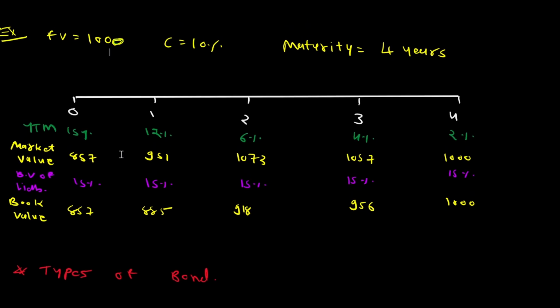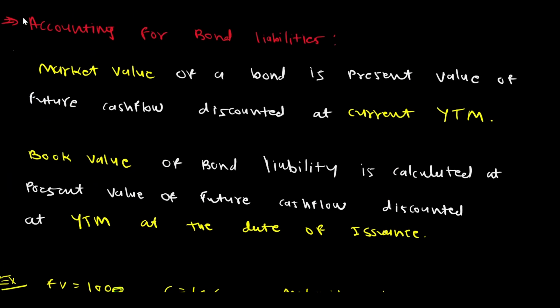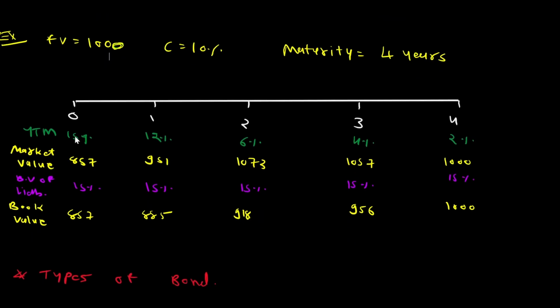Okay, so if I want to calculate the market value, the market value definition says that you need to calculate the future cash flow discounted at the current YTM. So we need to calculate the market value at the current YTM of that particular year. To calculate the market value on the date of issuance, I put the face value 1,000 on the Texas calculator. Payment 10%, 100 is my payment, 4 is N, 15 is I/Y, compute PV. You will get 857. The next year, 3 is N and 12 is I/Y. I will get the PV of 951, and respectively you can calculate for years 2, 3 and 4.